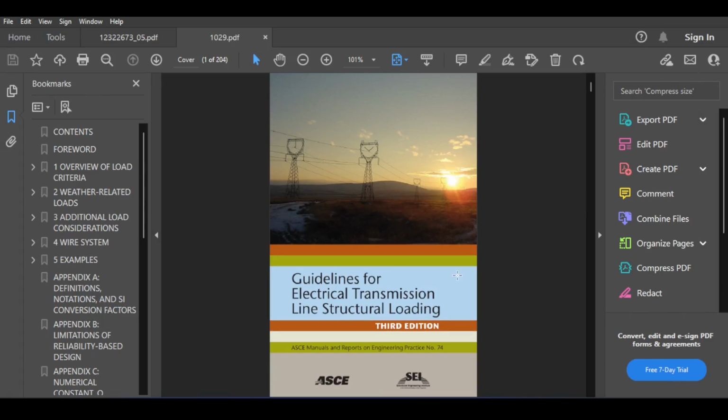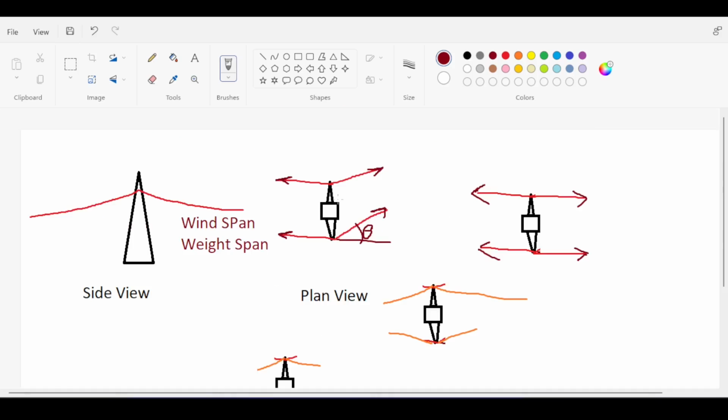And in this video, my main reference is the ASCE guidelines for electrical transmission line structural loading. Those are guidelines used to calculate the structural loading for those structures based on wind loads, snow loads, and the weights of those power lines. Now, to try to understand basic principles here, I had some drawings prepared for you.